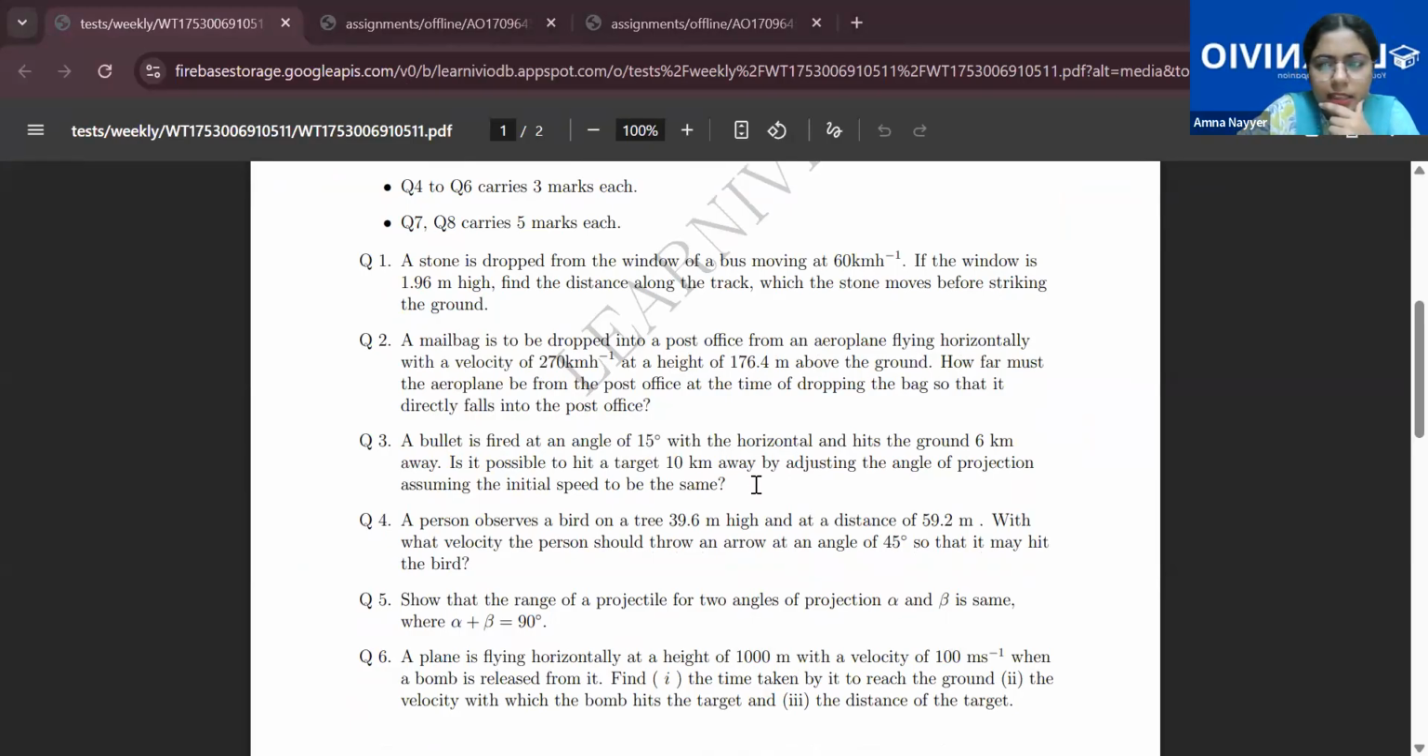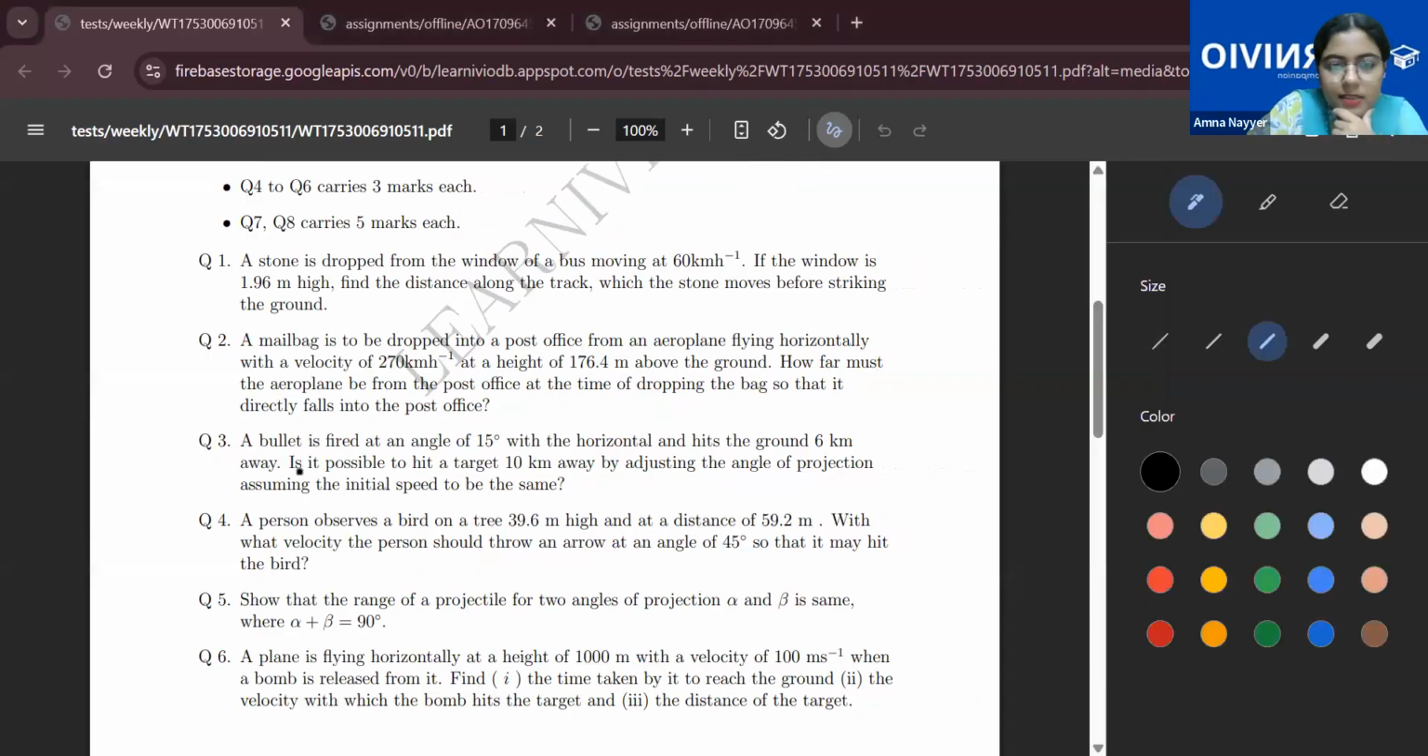Yes. Third question, someone said yes. Third, fourth, and eighth. I'm discussing these three. If there is any other doubt apart from this, then tell me tomorrow because we have very little time, 10 minutes of it. The third question says a bullet is fired at an angle of 15 degrees with the horizontal and hits the ground 6 kilometers away. Angle of projection is 15 degrees. Is it possible to hit a target 10 kilometers away by adjusting the angle of projection?